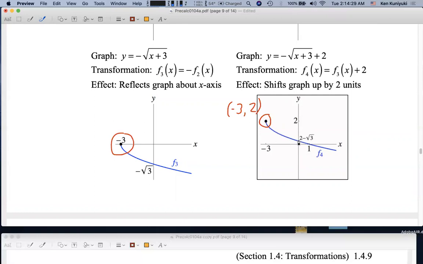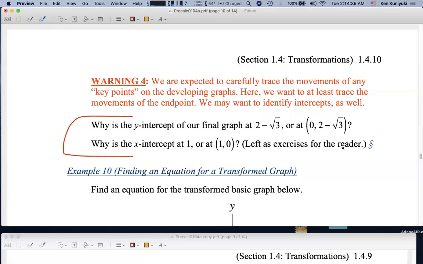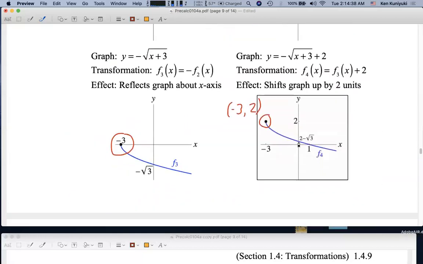As far as these intercepts go, I'll leave that to you, figuring out why the intercepts are where they are. I will make this comment: 2 minus root 3 is slightly positive. Remember that root 1 is 1. Root 2 is about 1.4. And root 3 over here is about 1.7. Root 4 is 2.